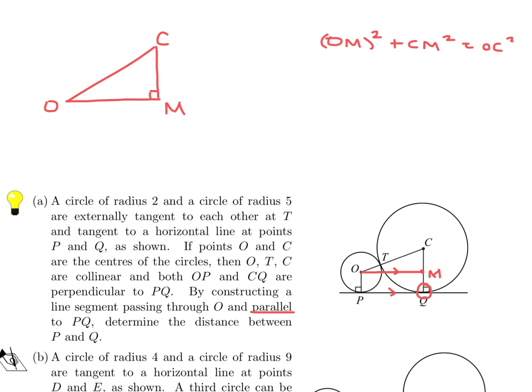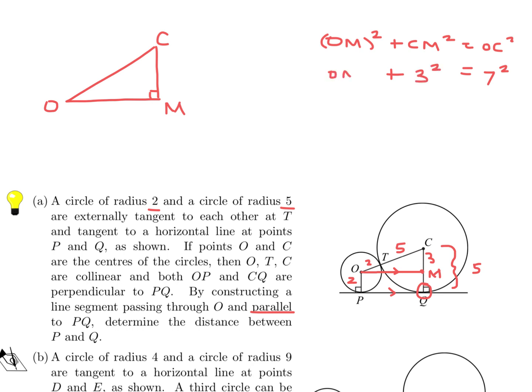Okay, so CM, what do we have? 2 and 5, right? If this is 2, then C to Q is 5, so CM would be 5 minus 2, which is 3. And then OT is 2, CT is 3, so OC is 5. Oh, sorry. Hold on. CT is 5. Sorry about that. So that means OC is 7. 7 squared. CM squared is 3 squared.